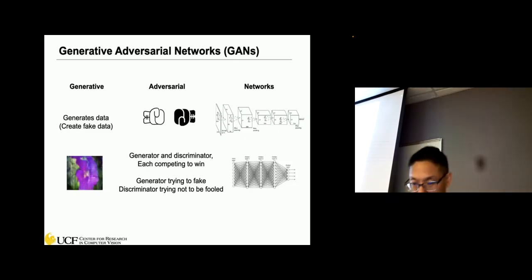In layman's terms, the generator and the discriminator are the two players in the GAN network. They are trying to compete with each other. The generator is trying to generate fake stuff, such as images or text. The discriminator is trying to distinguish between the real and the fake, trying not to be fooled by the generator. Okay.